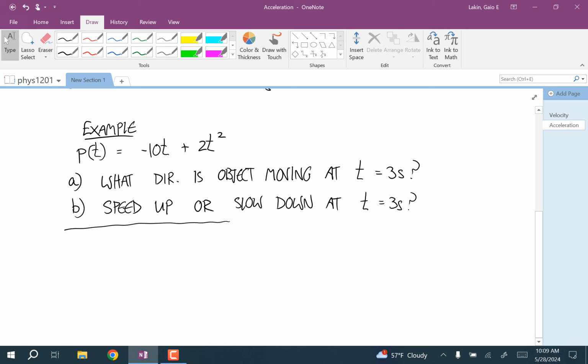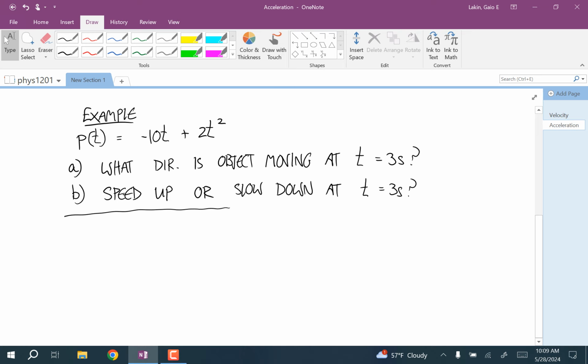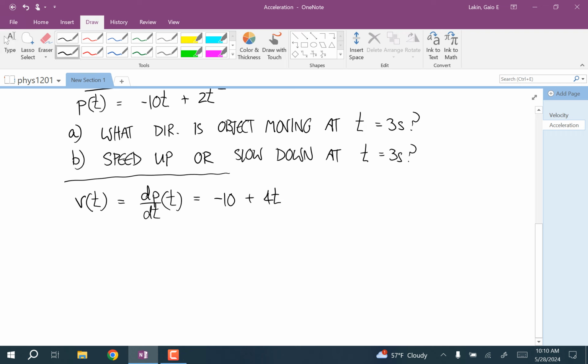Okay, well, we know that speeding up and slowing down has to do with the relationship between velocity and acceleration. We have the position, so we know that we can calculate the velocity as a function of time by just taking the derivative with respect to time of this function. And if you take this derivative, you get negative 10 plus 4t. Okay, so that's the velocity as a function of time. And now for the acceleration as a function of time, we can just take the time derivative of the velocity.